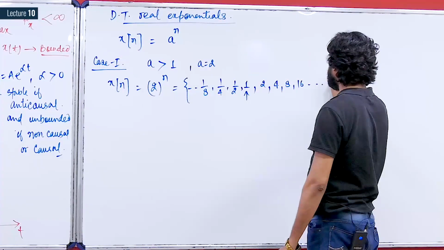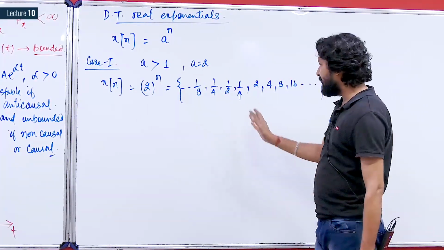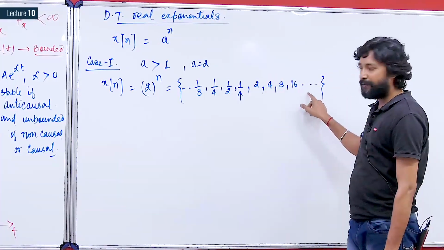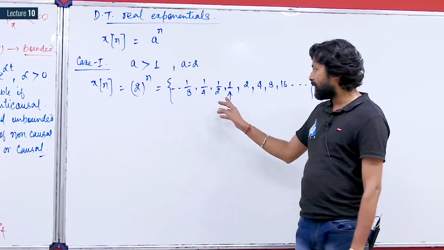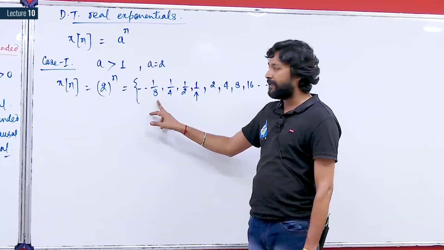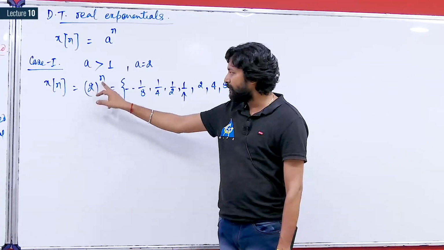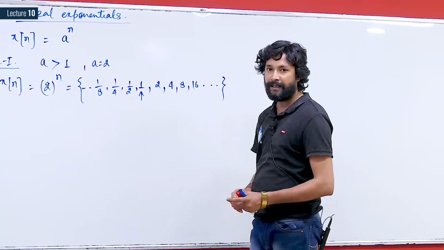So this signal exists from minus infinity to plus infinity, and as you increase n, the values of the samples increase. If you decrease the values of n, the values of the samples decrease. If you take n equal to minus infinity, then 2 to the power minus infinity will give you 0, and at n equal to plus infinity the value of the signal will be infinite.